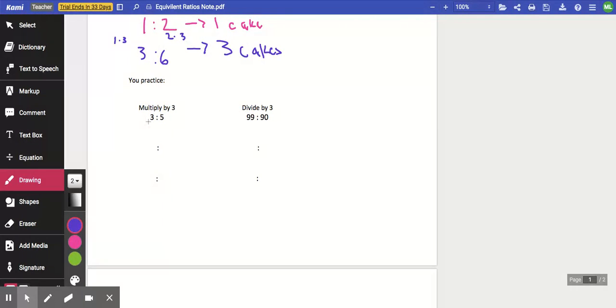It's the same thing over here. You're going to do 3 times 5 and get an answer, or 3 times 3 and get an answer, and do 5 times 3 and get an answer. And then you're going to do this answer times 3 to get this answer, and this answer times 3 to get this answer. Once you're done, go ahead, turn it in.